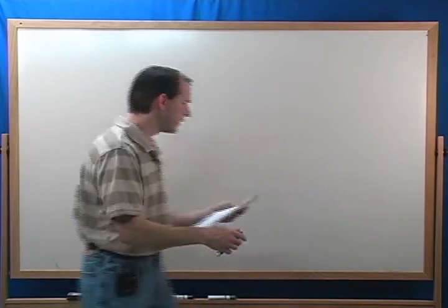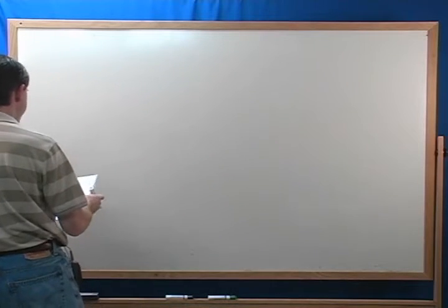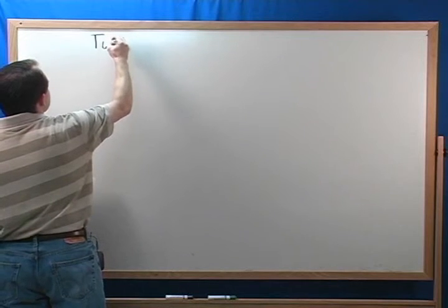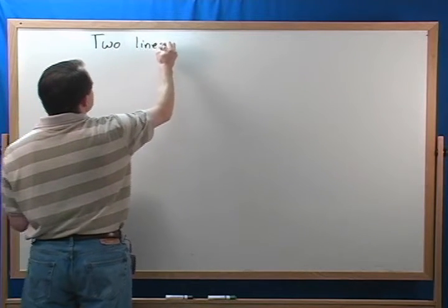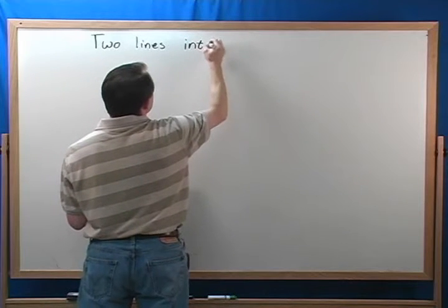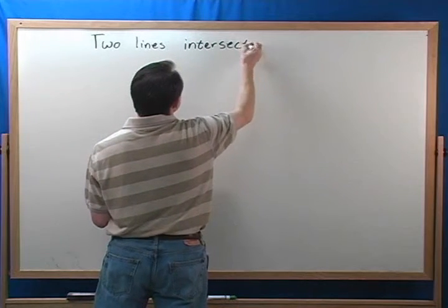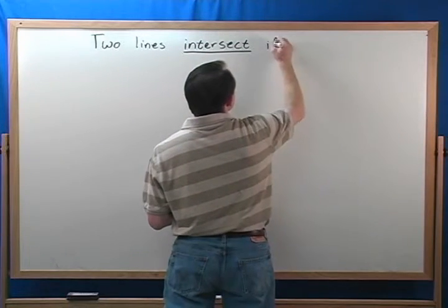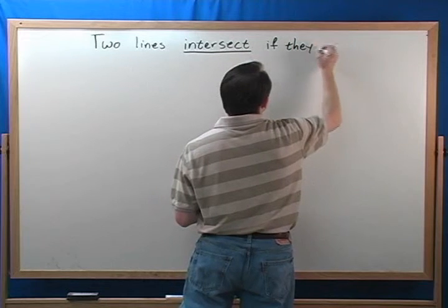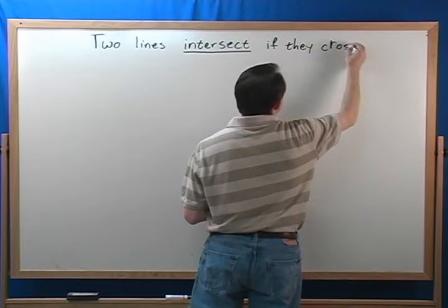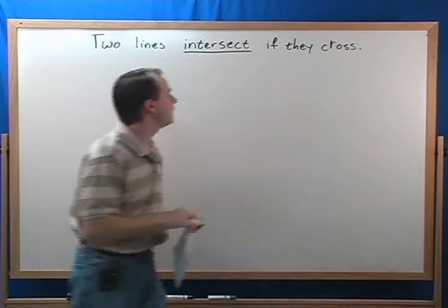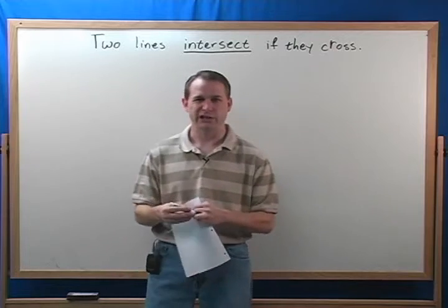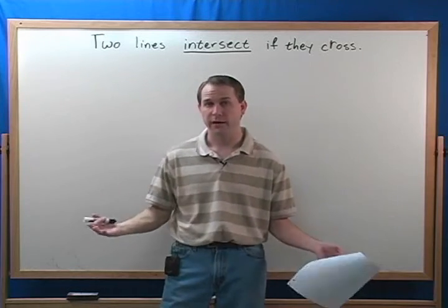So let's start off with a topic that I think most people probably understand. We say that two lines intersect. What we're doing is introducing the concept of intersecting lines if they cross each other. If they cross each other, it's sort of implied there. It's a real simple concept, and I think that most everybody really knows what intersecting lines are, but if you don't, it's really simple.